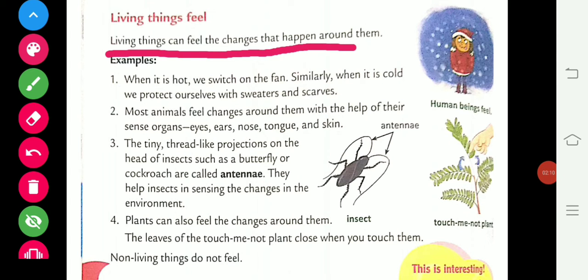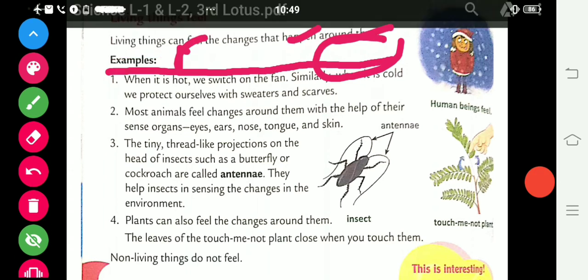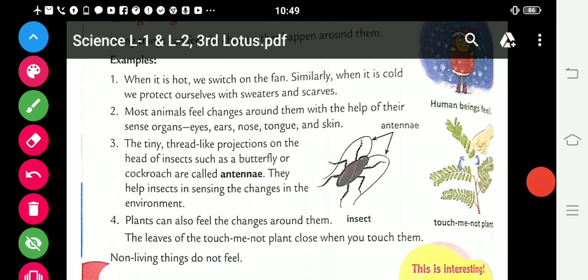Living things can feel the changes that happen around them. Happen means घटना. Around means चारों तरफ. हमारे चारों तरफ जो भी चेंजेस होते हैं, घटनाएं होती हैं, उनको क्या करते हैं? फील करते हैं. कौन फील करते हैं? Living things. Examples are given there. You feel hot, cold. How can you feel hot and cold?